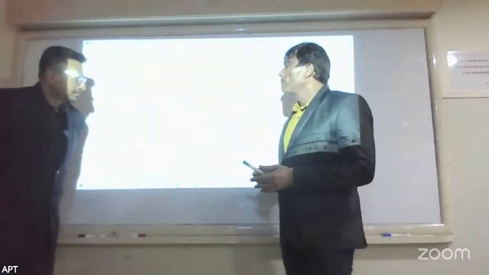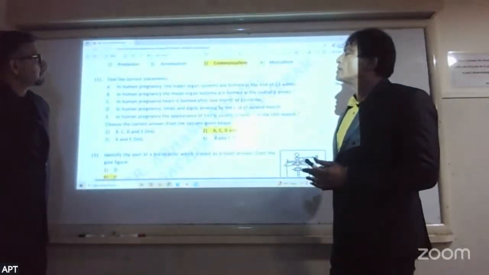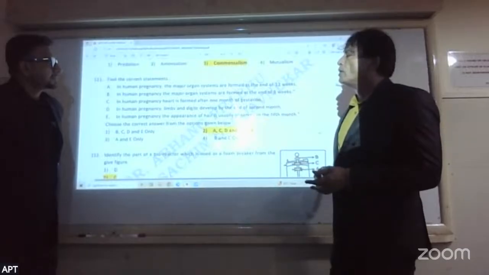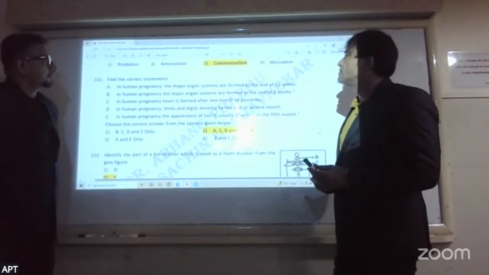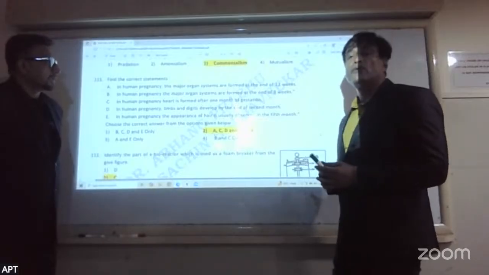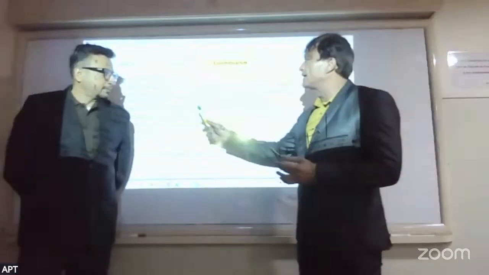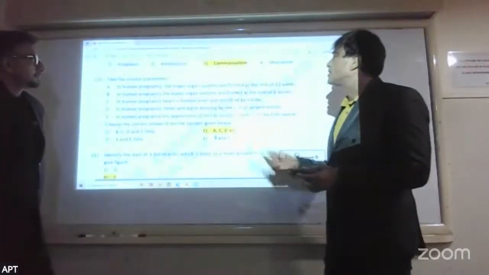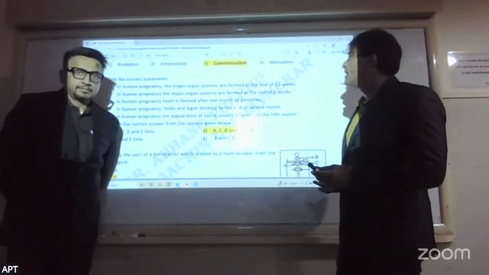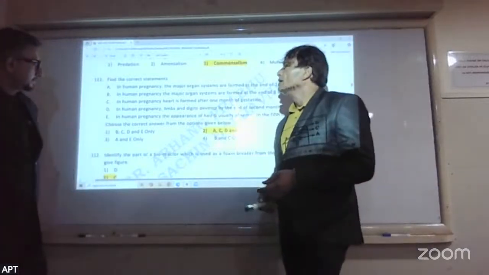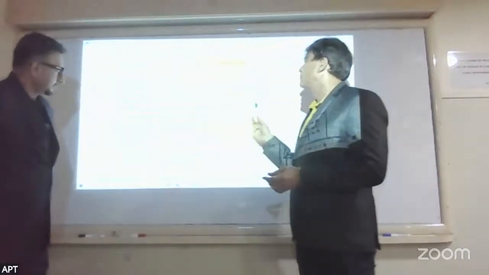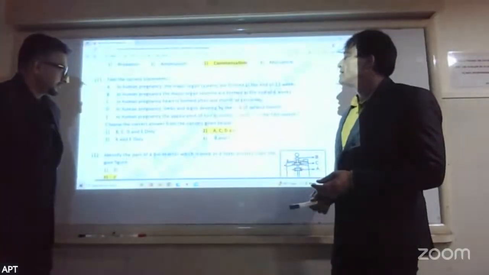Next question. We have 5 statements related to human embryonic development and their timeline. In human pregnancy, the major organ systems are formed at the end of 12 weeks, which is absolutely incorrect. A. In human pregnancy, the major organ systems are formed at the end of 8 weeks. These are contradicting, so B is wrong. C. In human pregnancy, the heart is formed after 1 month of gestation. So that is also true.